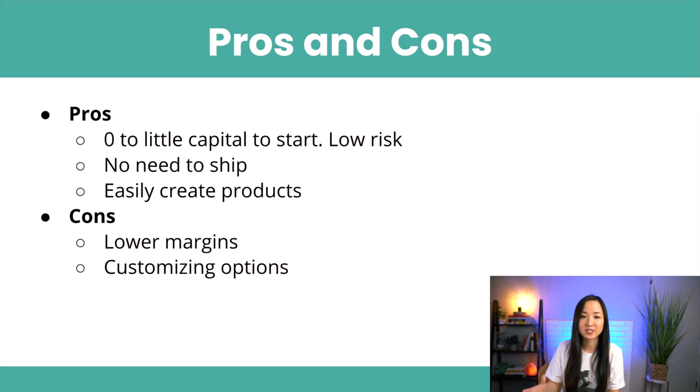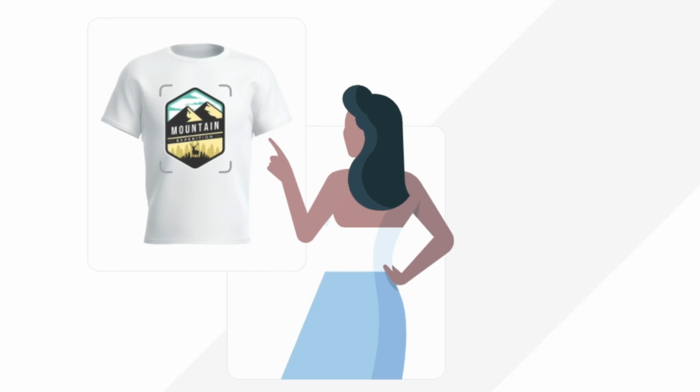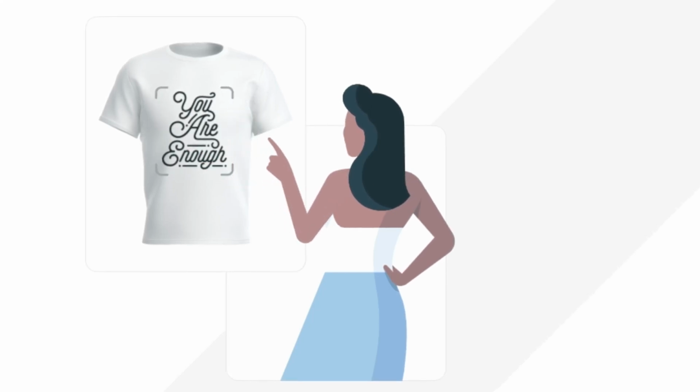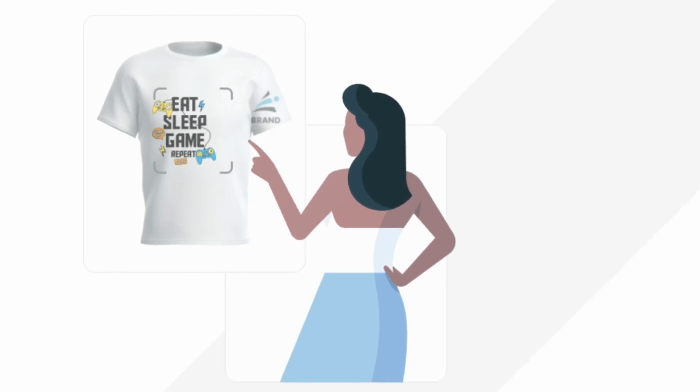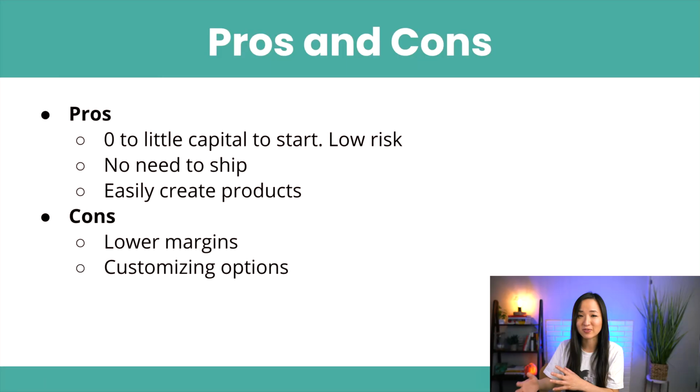Another pro is you don't need to ship the inventory. Like I mentioned, the fulfillment company will do it for you. You just need to work with certain print on demand companies to do this. And you can easily create products. A lot of these companies like Printify have these drag and drop mockup generators that allow you to drag the image over to the apparel and it will generate the mockup for you. So it's very easy to start creating and customizing your products.